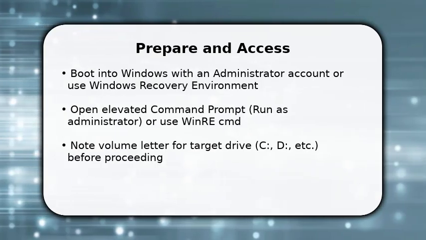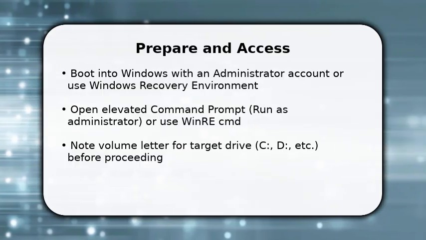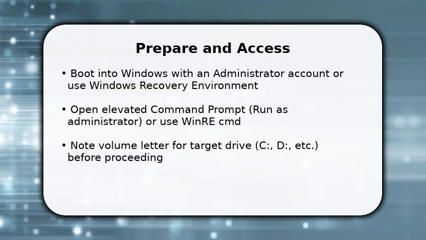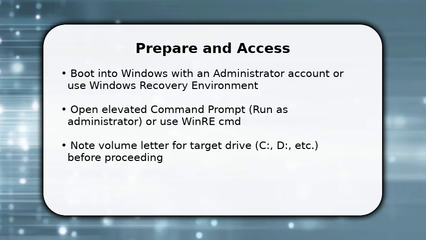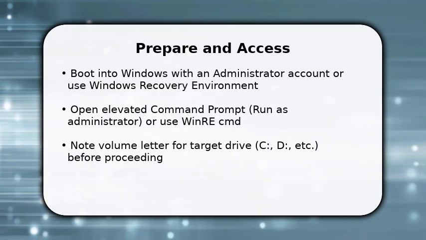You start by getting full administrative control. Sign into an administrator account or boot into Windows Recovery Environment and open an elevated command prompt. Once done, identify the drive letter that contains the System Volume Information folder so you target the correct volume.